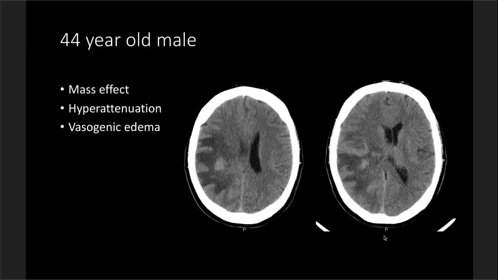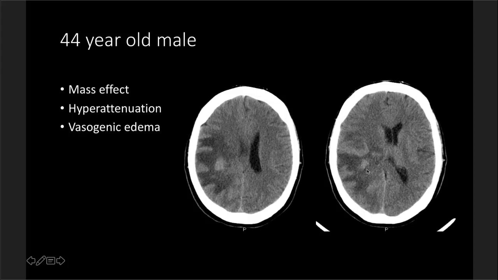Next case, we have a 44-year-old male with a non-contrast head CT. So here we have a hyperattenuating nodular area of tumor, and there's surrounding vasogenic edema. So there's extensive low density in the white matter that's sparing the cortical gray matter. So that's vasogenic edema, and it's surrounding this hyperdense tumor.